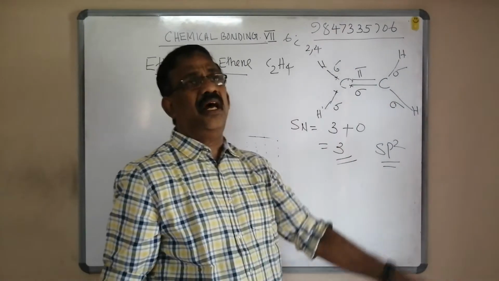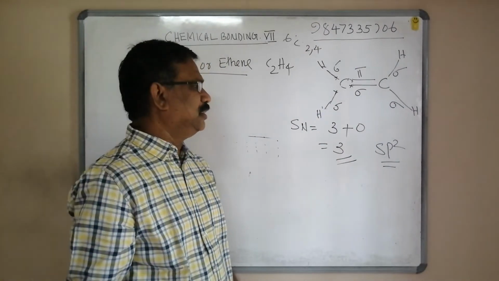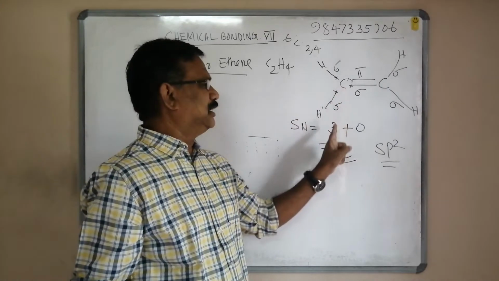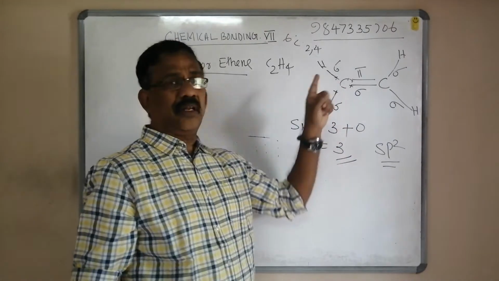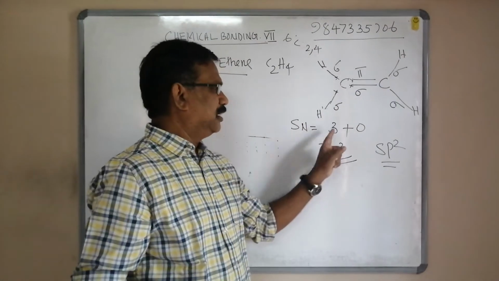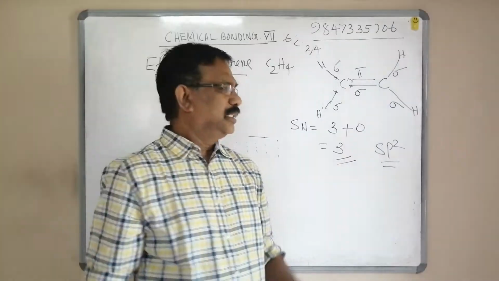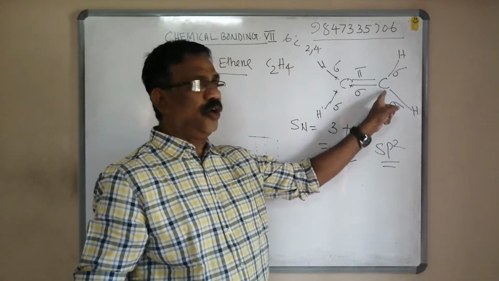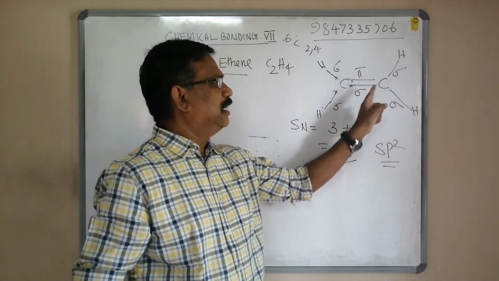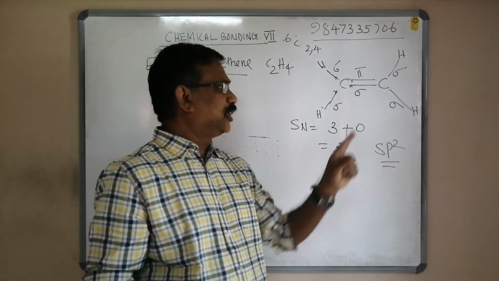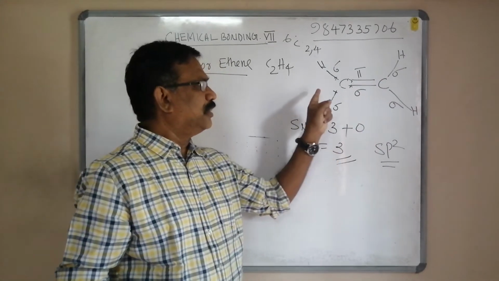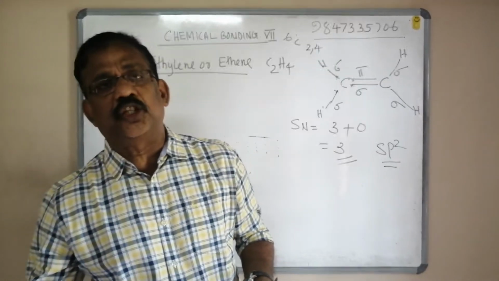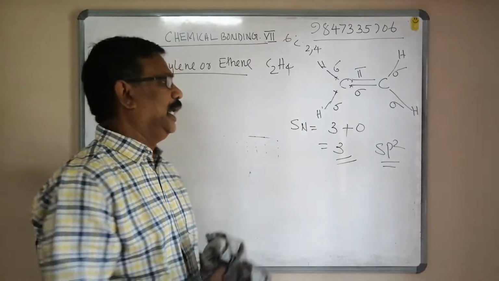For multi-centered atoms, steric number is equal to the number of sigma bonds around carbon, 3, plus lone pairs of electrons, equal to 0. 3 plus 0 is equal to 3. 3 means sp2 hybridization. This carbon also has 3 sigma bonds plus lone pairs equal to 0. Therefore, each carbon atom undergoes which hybridization? sp2 hybridization in ethene or ethylene.